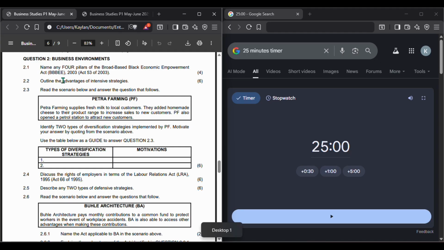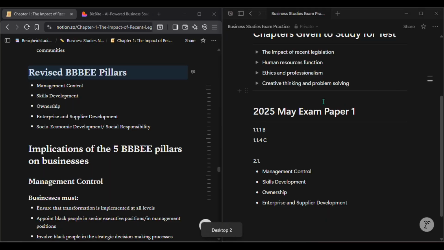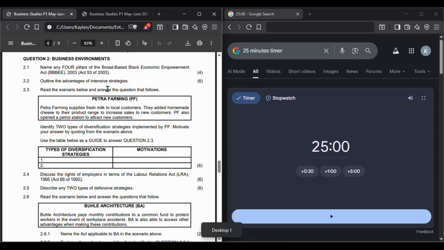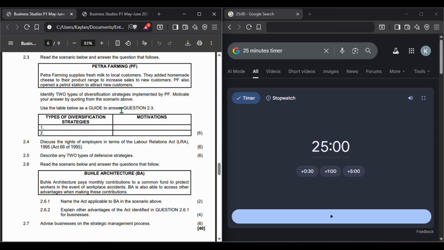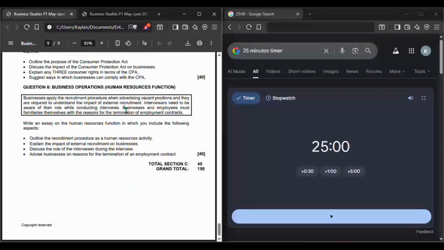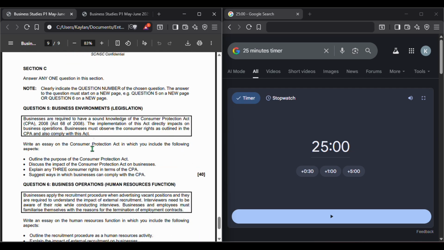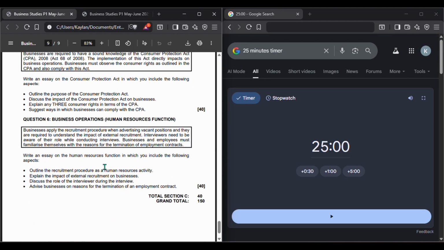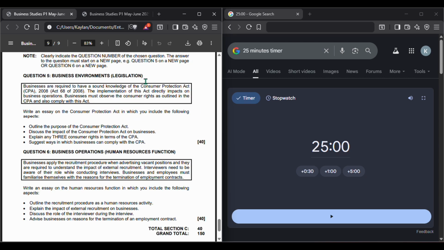And you go ahead. So you see 2.2, outline the advantages of intensive strategies. That does not fall within the chapters that we need to study, so we skip that. And then 2.3, not falling there, so we skip that. You keep going and only do the questions that fall within the chapters that you need to be doing, and that includes the essay questions. You do both of them. In this case, they do, because that is the human resources function and that is legalization. So you'll be doing both of those essay questions.